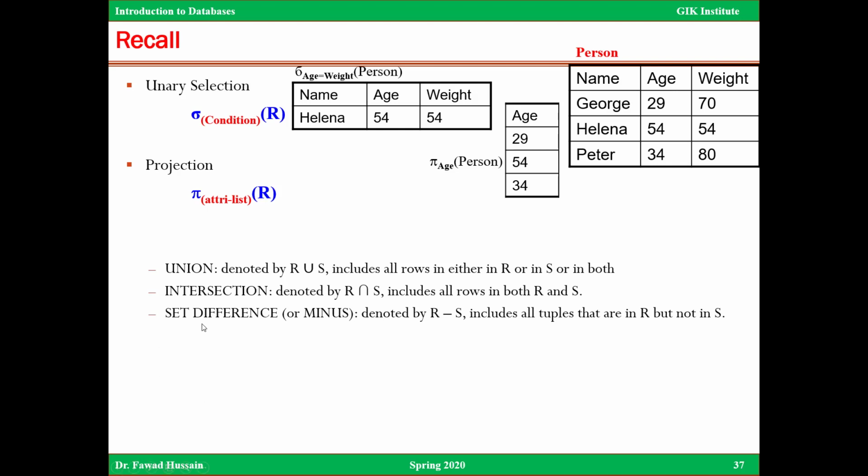Then we have the set difference operator, or the minus operator, and it's denoted by the minus sign. If we say R minus S, this includes all the rows or the tuples that are in R but that are not in S. So it's a simple minus operator.